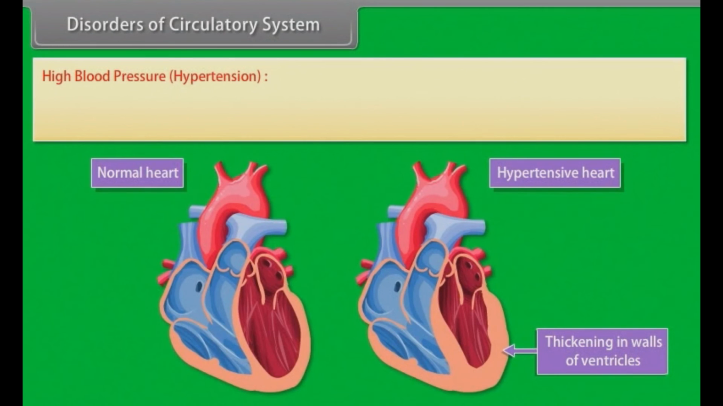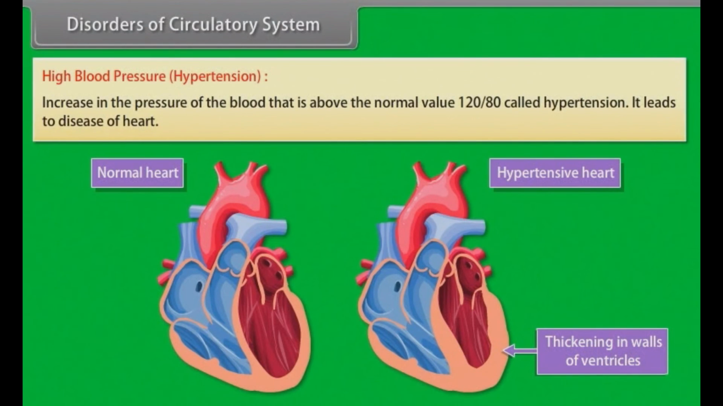Disorders of the circulatory system. High blood pressure or hypertension. An increase in the pressure of the blood above the normal value of 120/80 is called hypertension. It leads to disease of the heart.